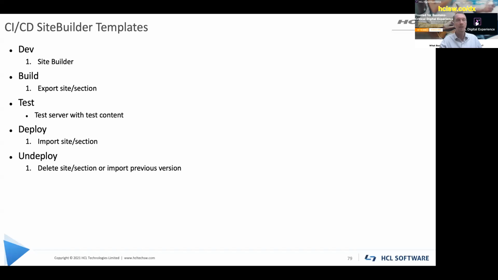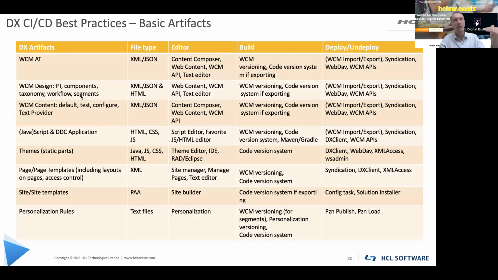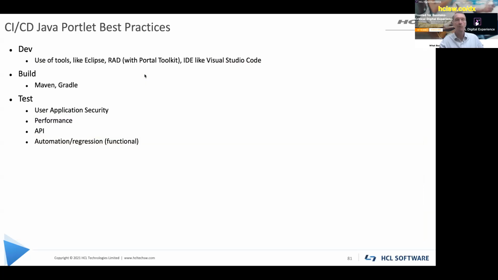Site Builder, that's very easy. Just use the Site Builder export, use the import, and delete it if you want to undeploy it. So I put a little table of the best practices for the basic artifacts. I want to quickly go to a more advanced one, which is Java.